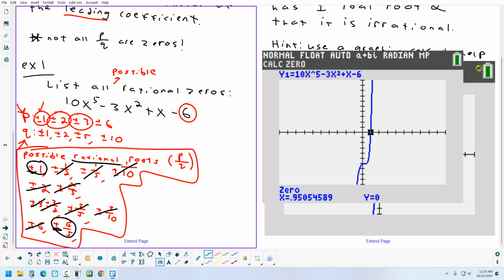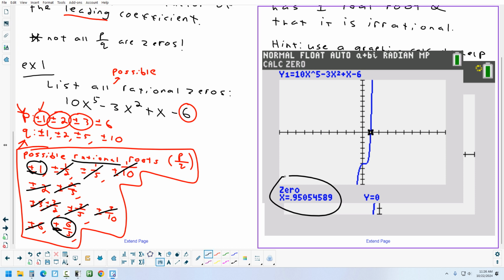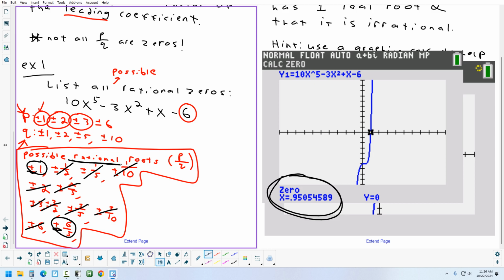We narrowed it down to two numbers. Positive 1. Is it that number? No, that's not positive 1. 6 divided by 5. Does it come out to that number? No. So that number, 0.9505, is where it crosses the x-axis. And it's not in this list. What does that mean about that number? It's irrational. It has to be irrational.